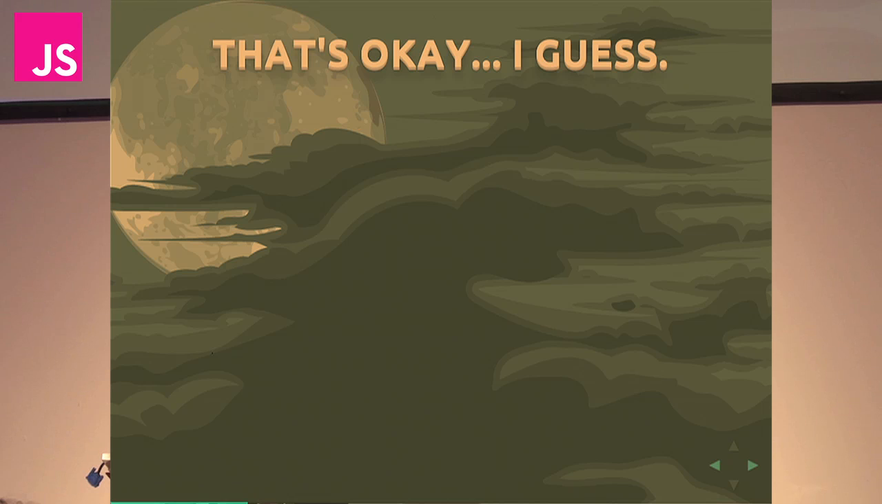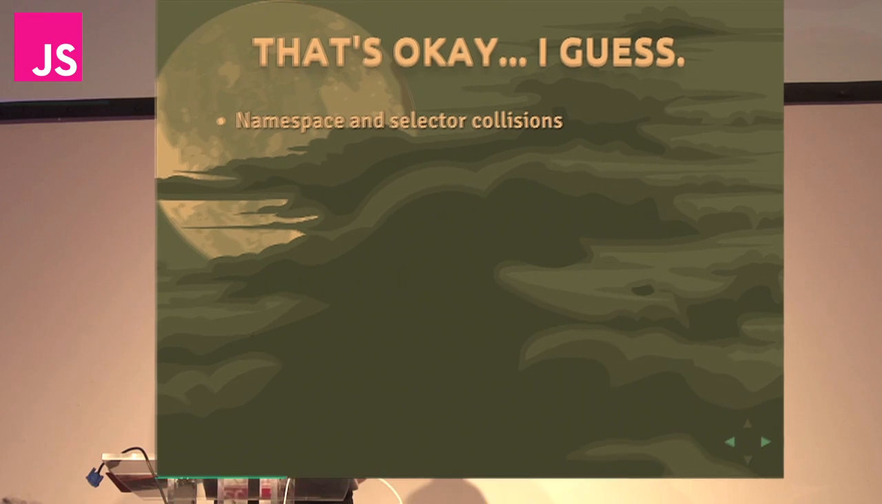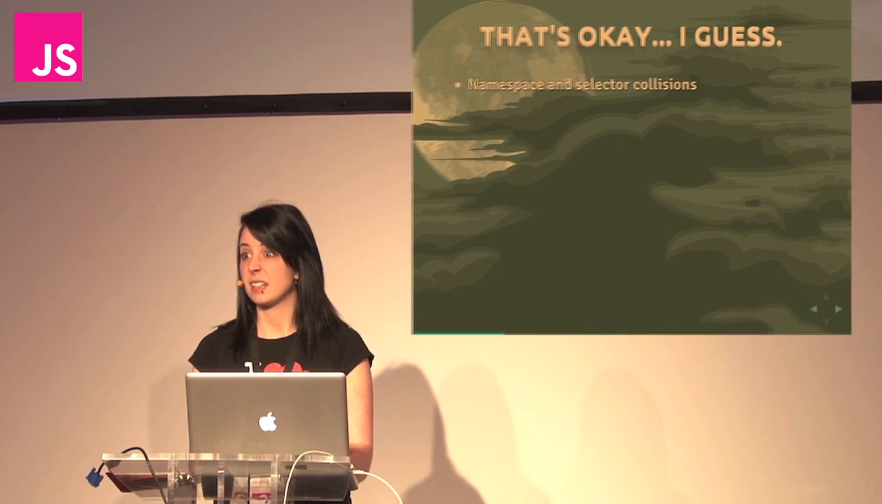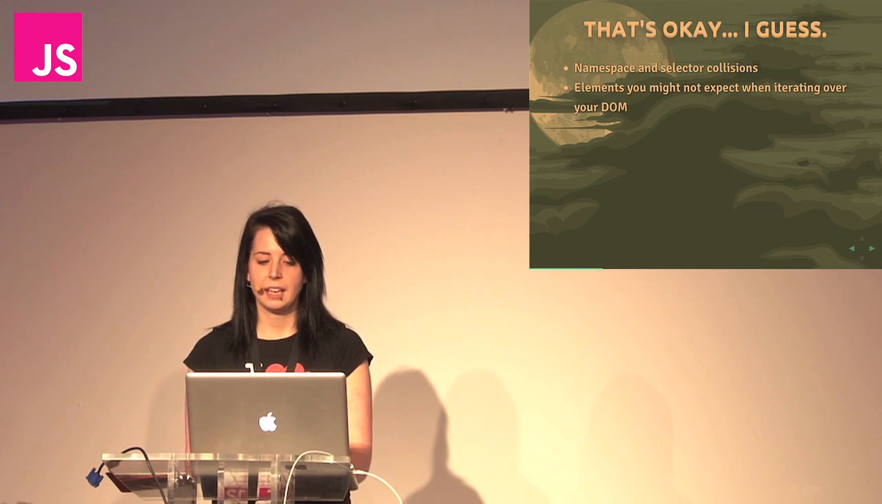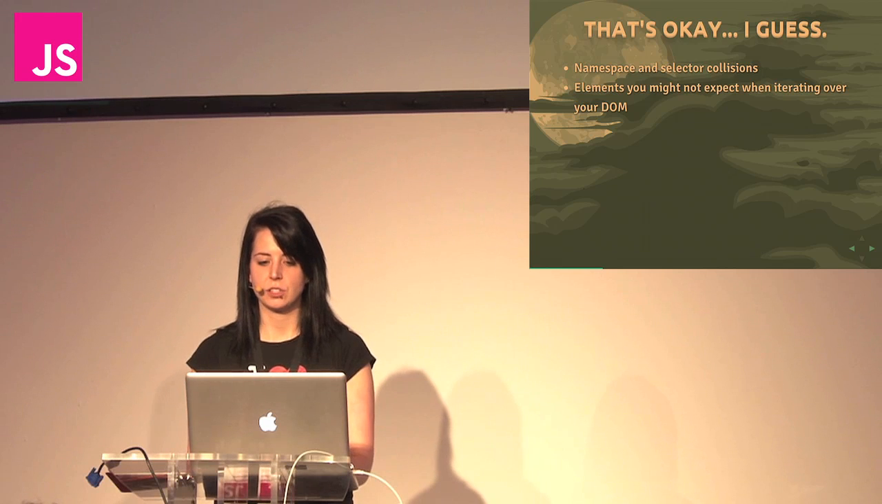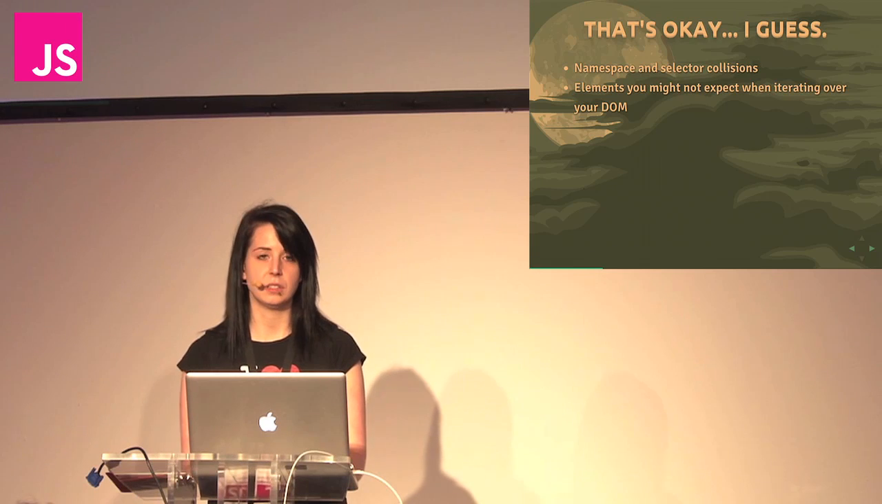And I mean, the way we're doing things now is kind of OK. I mean, it does the job, right? We're still building web applications really successfully, and we're all still employed as developers. And that's OK, but we end up with things like namespace and selector collisions, the more complexity we introduce in our applications. And sometimes, by doing all of this code injection and manipulation, there are elements you might not expect when iterating over your DOM.